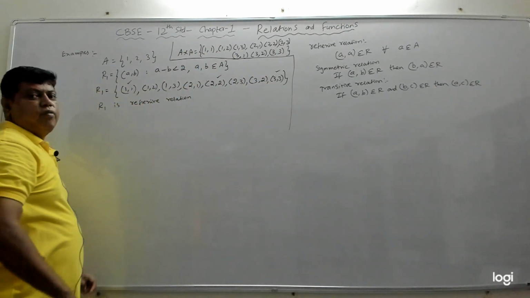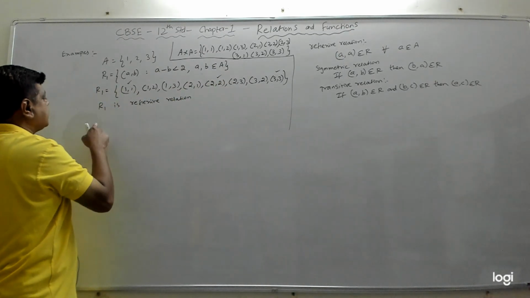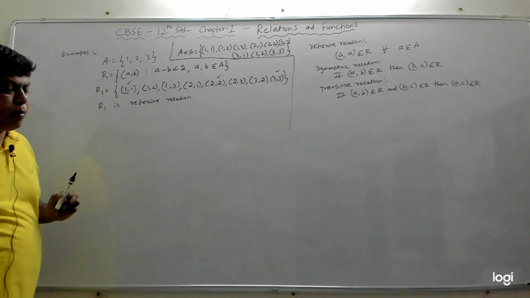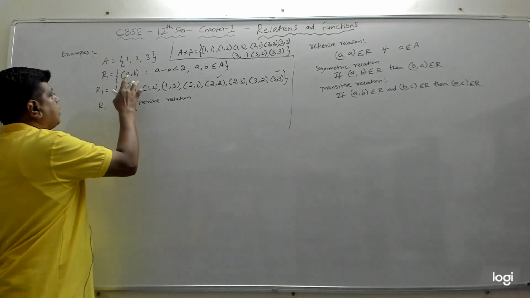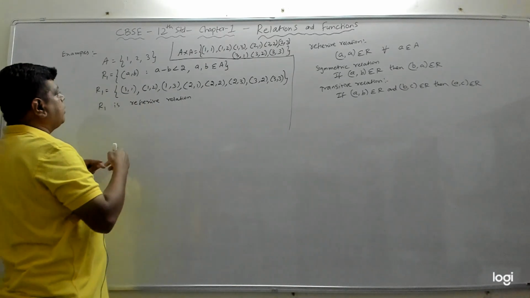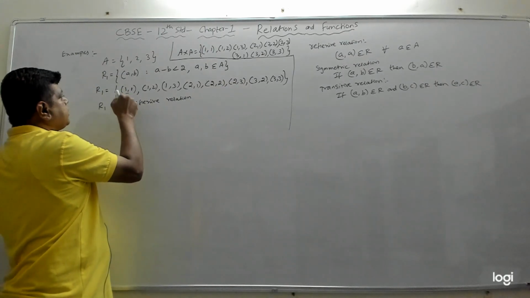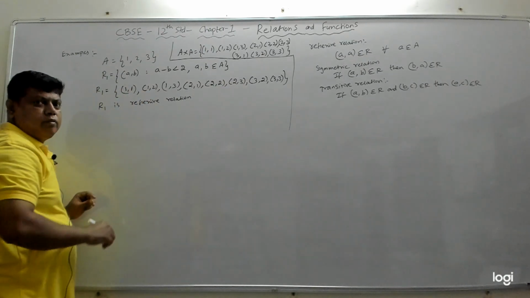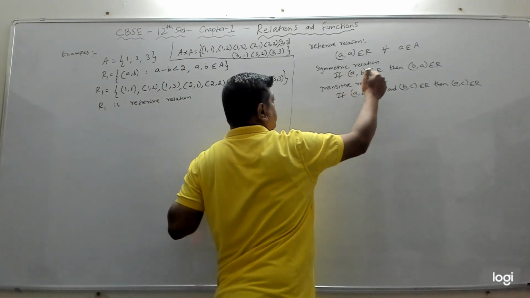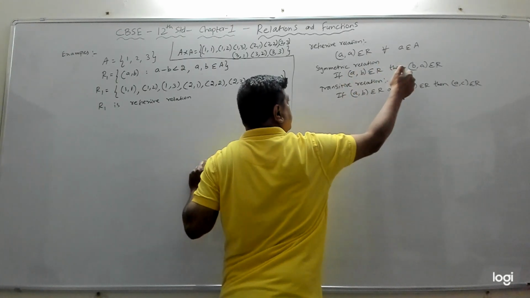Therefore it is reflexive. Now let's check whether R1, the same relation, is symmetric also. Let's check that. Now 1 comma 1. So I'll erase these. So these are done for reflexive. Right? Now for symmetric, if 1 comma 1 is there, then the reverse should be there. Because when A comma B belongs to R, the reverse should also be in the relation set. A comma B, if it is there, then B comma A also should be in R.